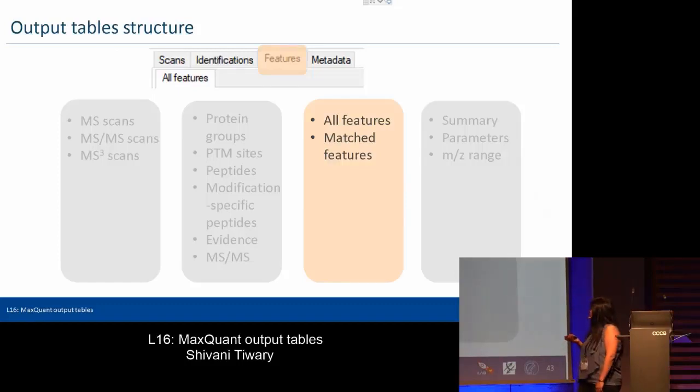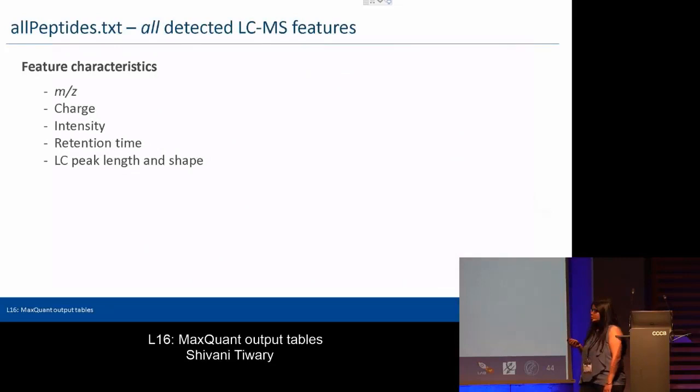So up next is the feature tab. And here you get information about all the 3D objects, all the features, and also information about the matched features, which are identified by match between runs. So they are the features which are present there at the same retention time. The table name is allpeptide.txt, and it has all the detected LCMS features, for example, mass by charge, charge, intensity, retention time, and your LC peak length and shape.